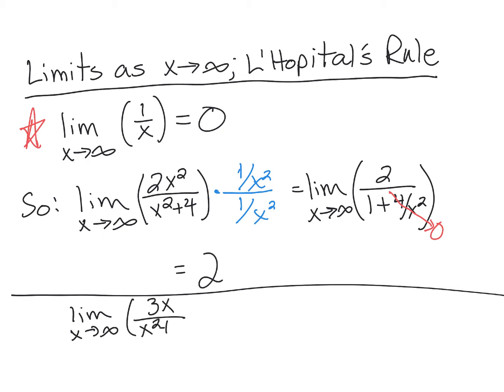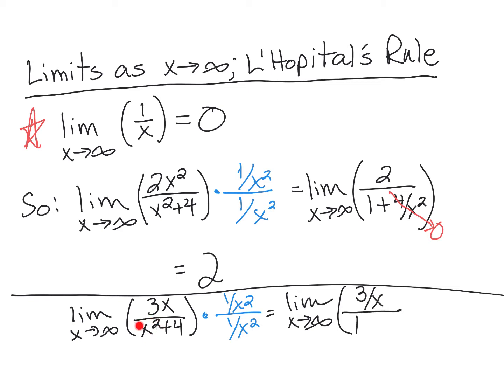If I have x to the first power on the top and x squared on the denominator, I multiply the top and the bottom by 1 over x squared, always the highest power in the denominator, and you're always going to distribute. In this particular problem, 3x divided by x squared is going to give me a 3 over x in the numerator, and then a constant in the denominator plus 4 over x squared. Now when I take this limit, anything that has x in the denominator is going to go to 0, and I'm left with 0 over 1, which equals 0.